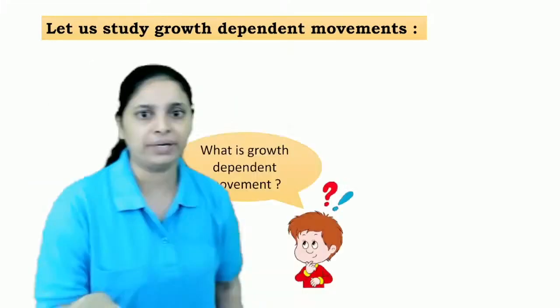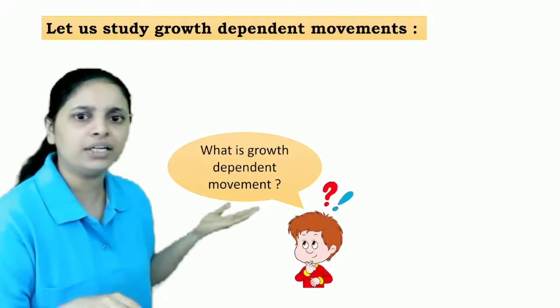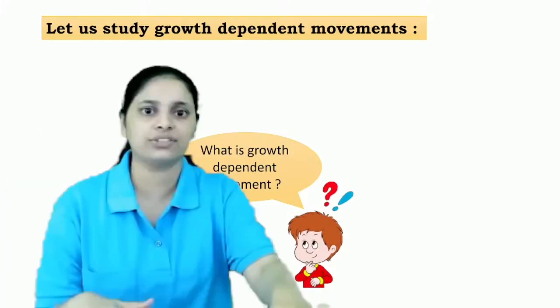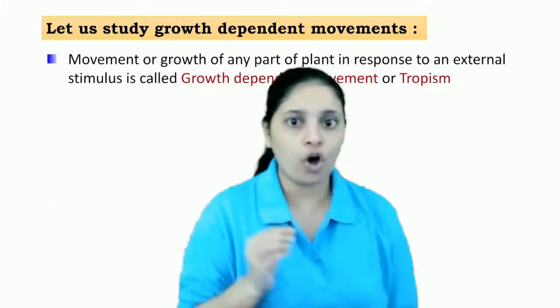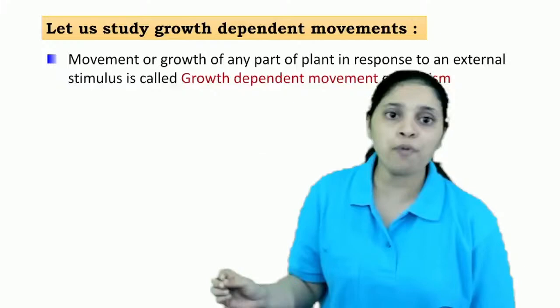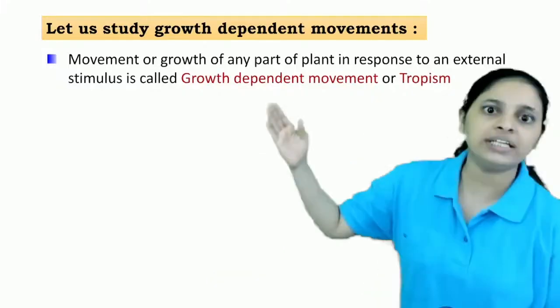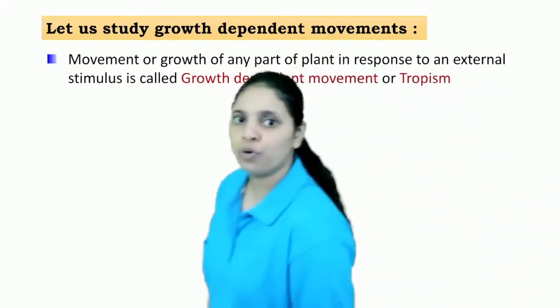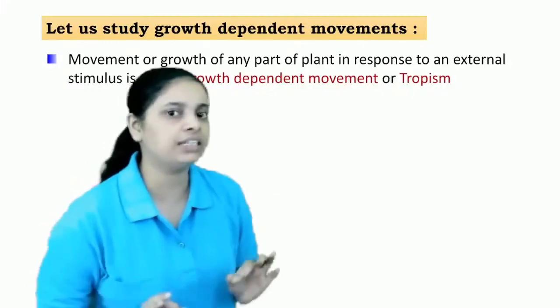Growth dependent. Now what is the meaning of growth dependent movements in plants? Okay, let's try to understand. Movement or growth of any part of the plant in response to an external stimulus is called growth dependent movement, and such movements are also known as tropic movements. Tropism.